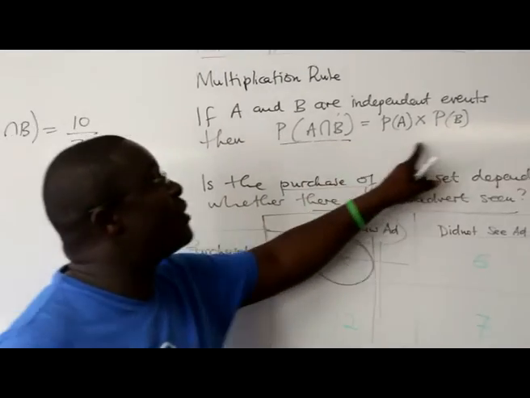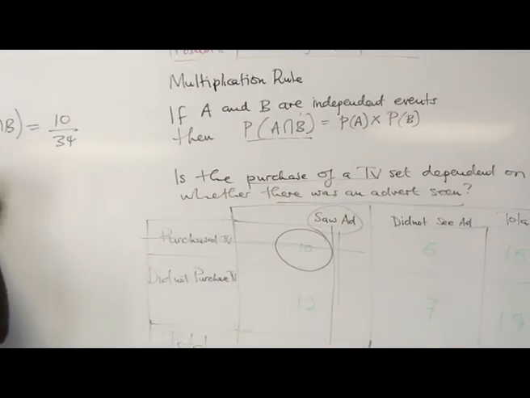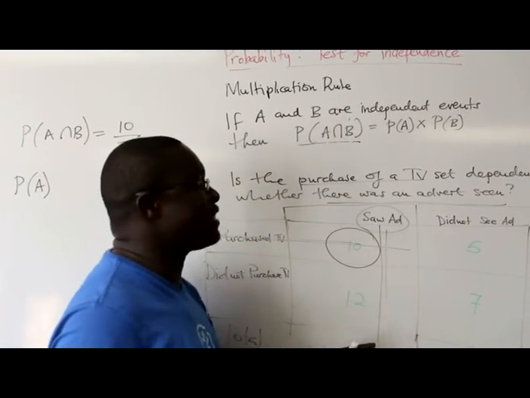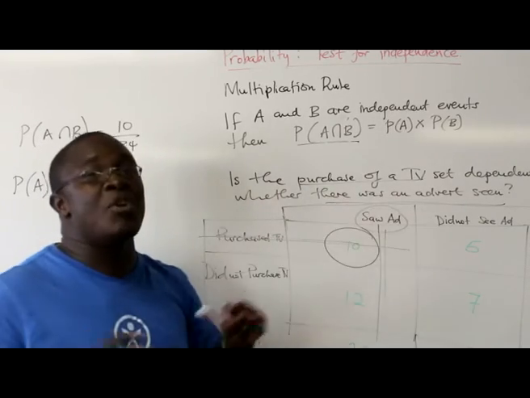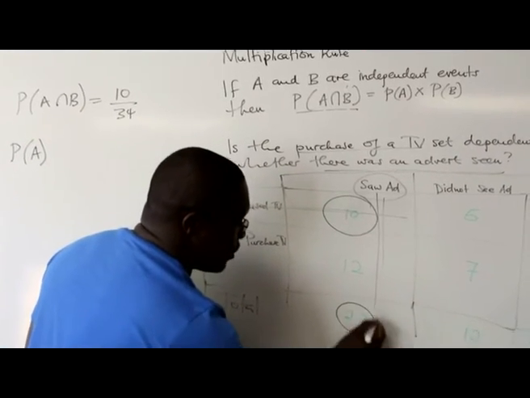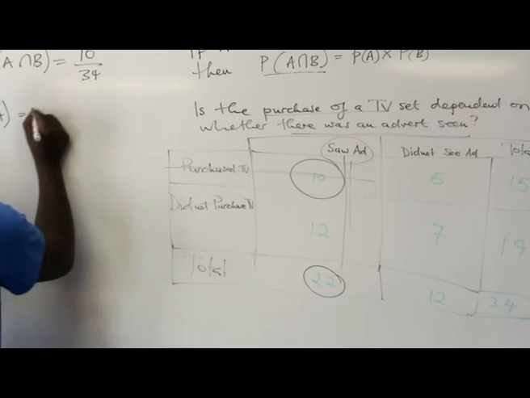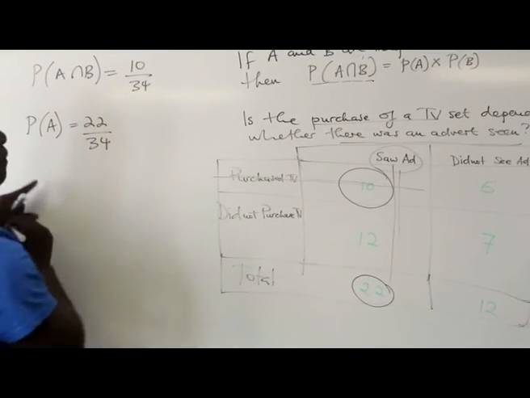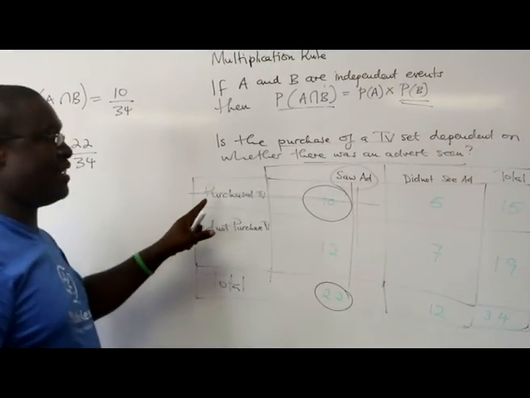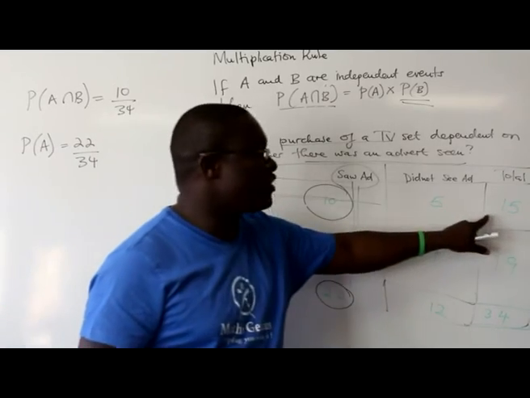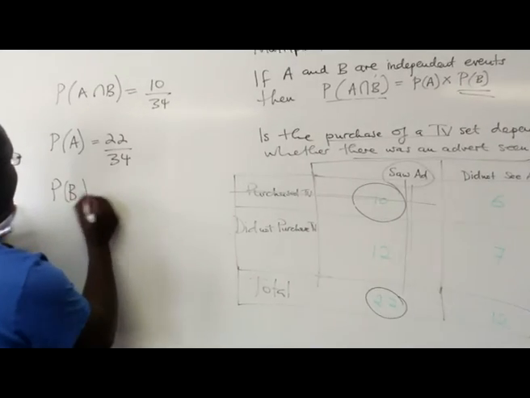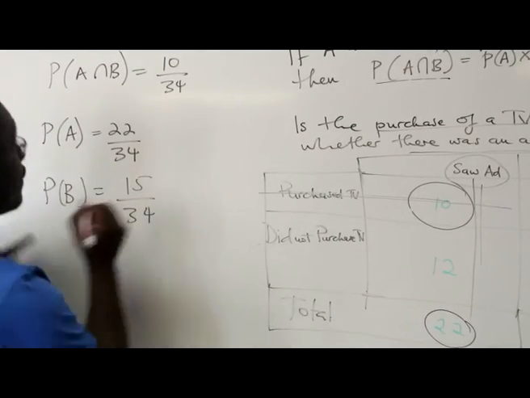Now let's do the right-hand side. What is the probability that someone saw the advert? Here, there are no conditions. It's just, did you see the advert? If you did, then it will be 22 out of 34. Then, what is the probability that someone purchased a TV set? Purchase is along this row, and it will be 15 out of 34. So P(B) is equal to 15 out of 34.